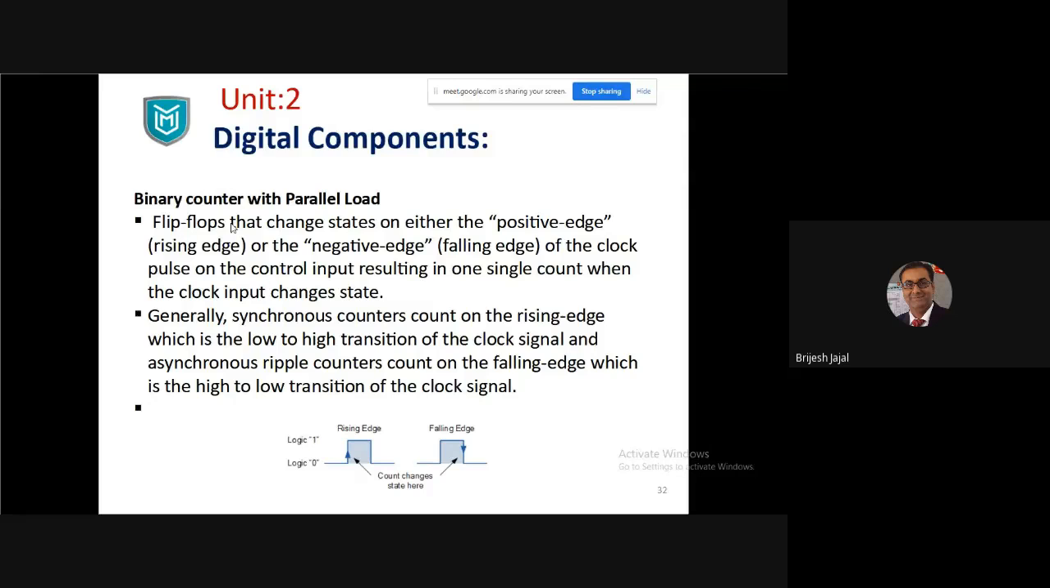Fine. So what it says, the flip-flop can change the state either on positive edge or on negative edge. In synchronous counter, we count on the rising edge, which is low to high of the clock signal, and asynchronous, we also call it a ripple counter, it is on the falling edge. You got the point what they want to say here?